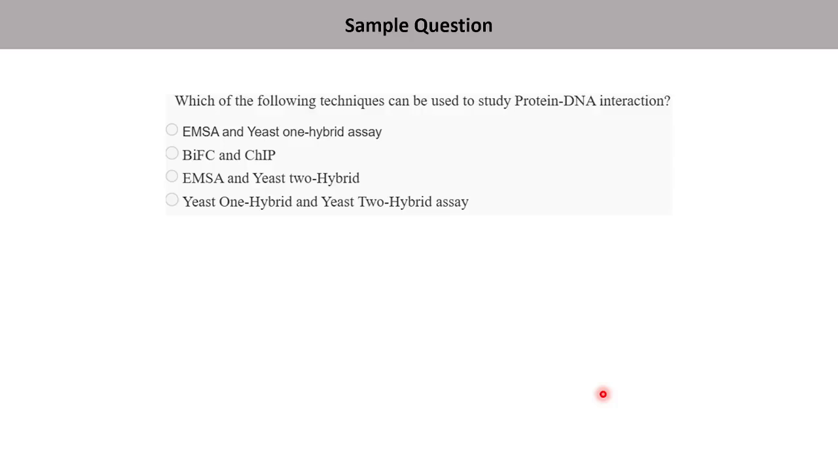Okay, so the question is, which of the following techniques can be used to study protein DNA interaction? EMSA and yeast 1 hybrid assay, BiFC and ChIP assay, EMSA and yeast 2 hybrid assay, and yeast 1 hybrid assay and yeast 2 hybrid assay. You have 2 minutes. Please read the question and understand it. Let me know if you know the answer.